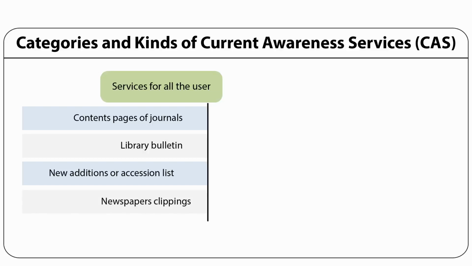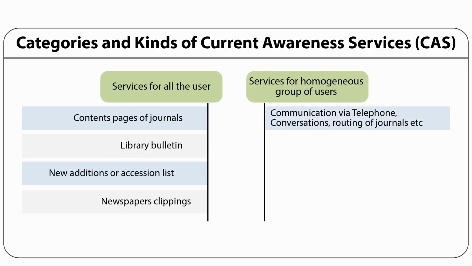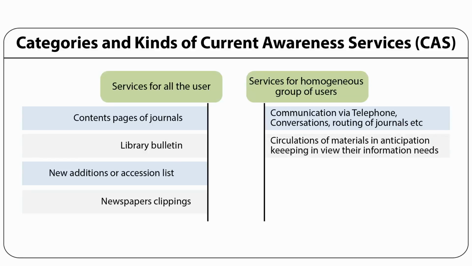Secondly, services for homogeneous group of users, which may be provided to a homogeneous group of users, that is, having same interest. These may include communication of information to individuals or group through various means such as by telephone, conversation, routing of journals, etc. These may also include circulations of materials in anticipation to individuals, keeping in view their information needs.